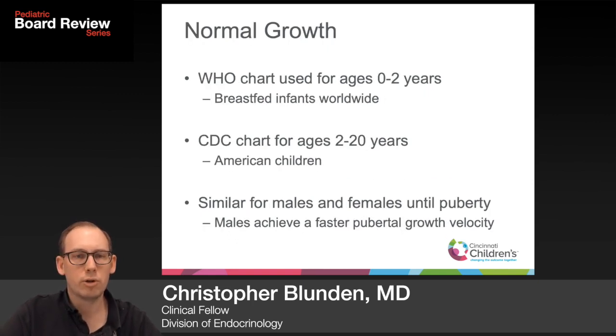So for normal growth, we often use the World Health Organization chart between ages 0 and 2, and this chart is based on breastfed infants worldwide, versus after age 2 and up through age 20, which is the chart that most of us are used to looking at. We use a chart based on American children. These charts are very similar for males and females throughout childhood until we reach puberty, when males achieve a faster pubertal growth velocity and thus usually achieve, on average, a higher adult height.